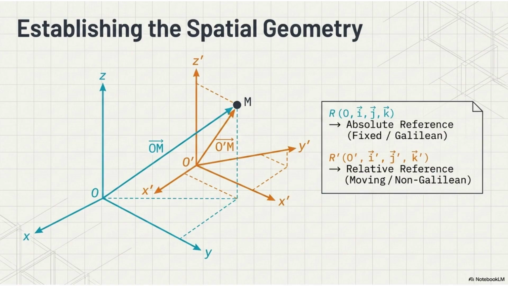Therefore, the geometry naturally separates the motion into two parts: the motion of the reference frame itself, and the motion of the object relative to that frame. This geometric decomposition is the foundation for the velocity and acceleration composition laws that follow.